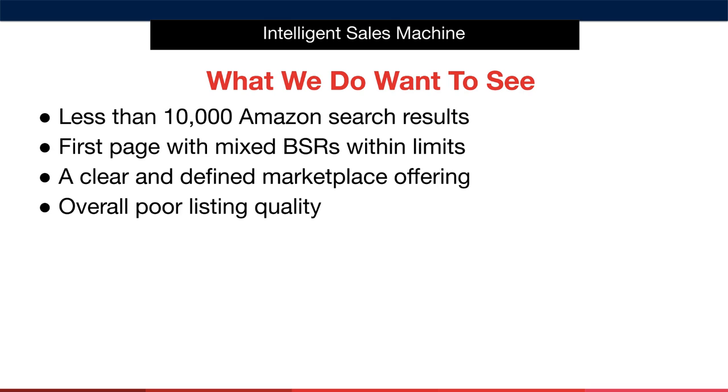Next, when those results come back from Amazon, we want to see a first page with a mix of low and high BSRs that are within the BSR limit for the category that you're searching in. We want to see a clear and defined marketplace offering, meaning the product is simple and easy to understand, and there aren't a significant number of different versions of the item. Finally, we want to see poor listing quality overall. This will give us a huge opportunity to come in with a better offer that's presented significantly better than the competition. This is the key to high conversions.